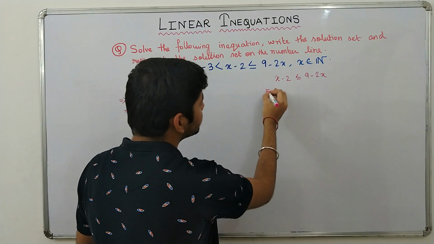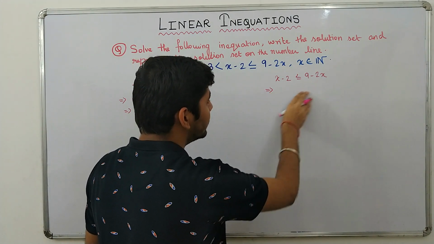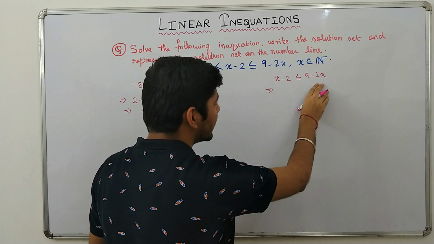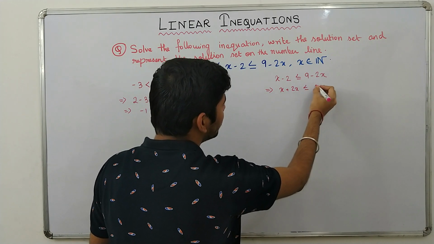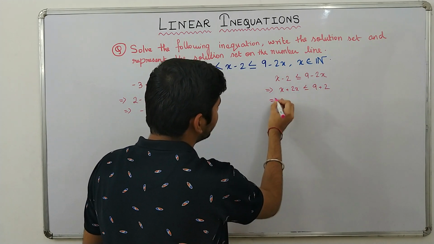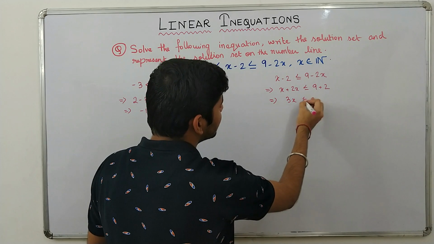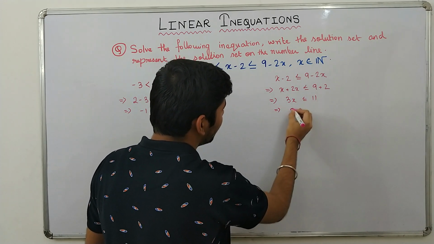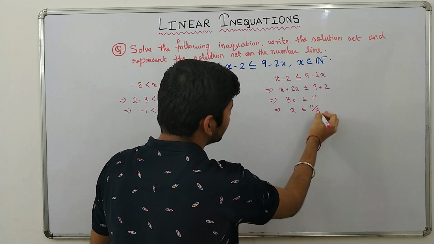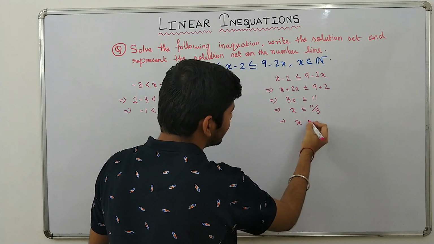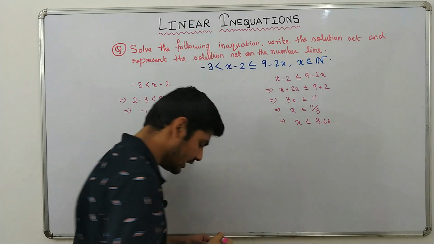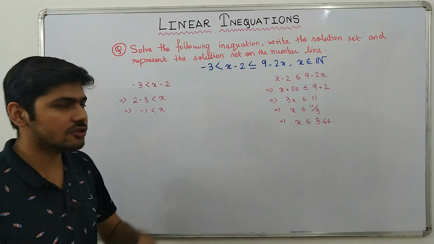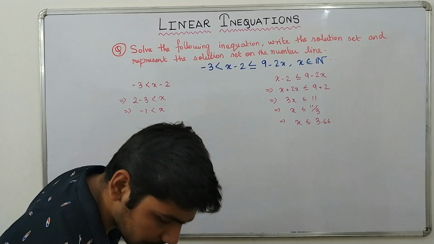Over here, minus 2x will come to the LHS and minus 2 will go to the RHS. So x plus 2x is less than equal to 9 plus 2. Therefore, 3x is less than equal to 11. Therefore, x is less than equal to 11 by 3. Therefore, x is less than equal to 3.66. Now, let's combine both the solutions to get our final solution.